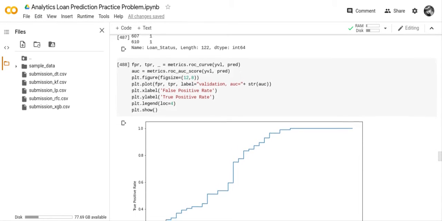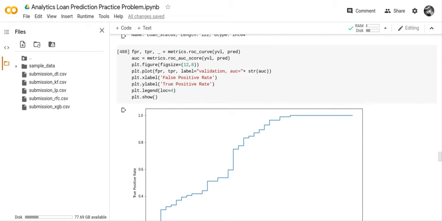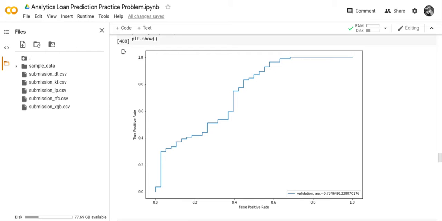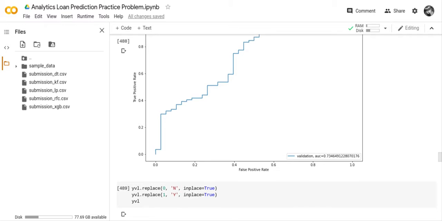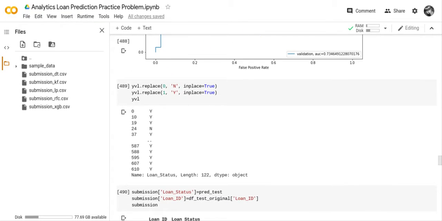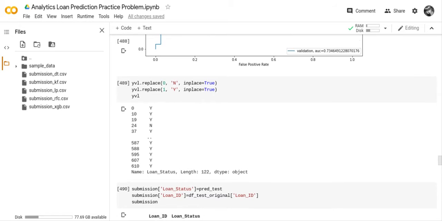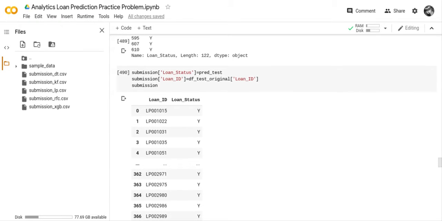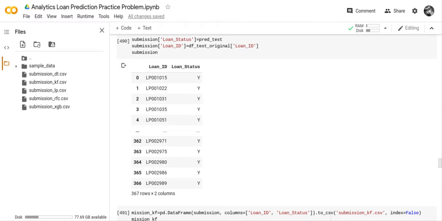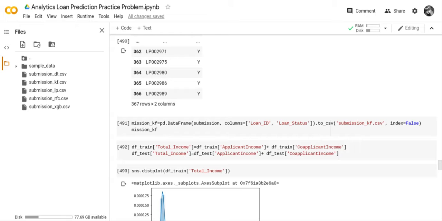And so we charted a graph. I needed ones and zeros to chart the graph, and after I charted it, I replaced the zeros and ones with nos and yeses, so it went back to yes and no. So we created another submission file, and you can see the submission file that we created. Then we created a CSV file called submissionkf.csv.